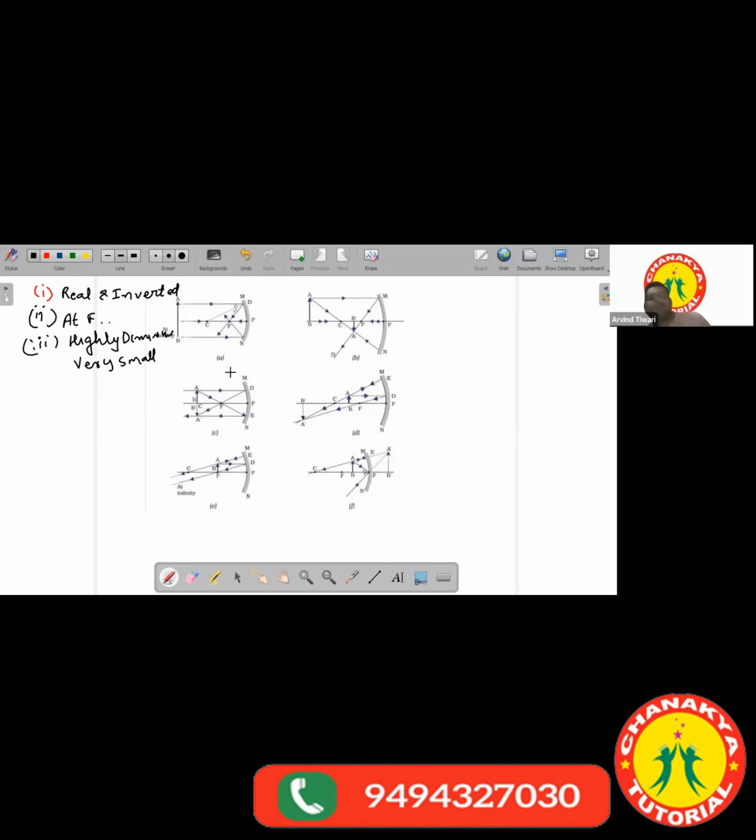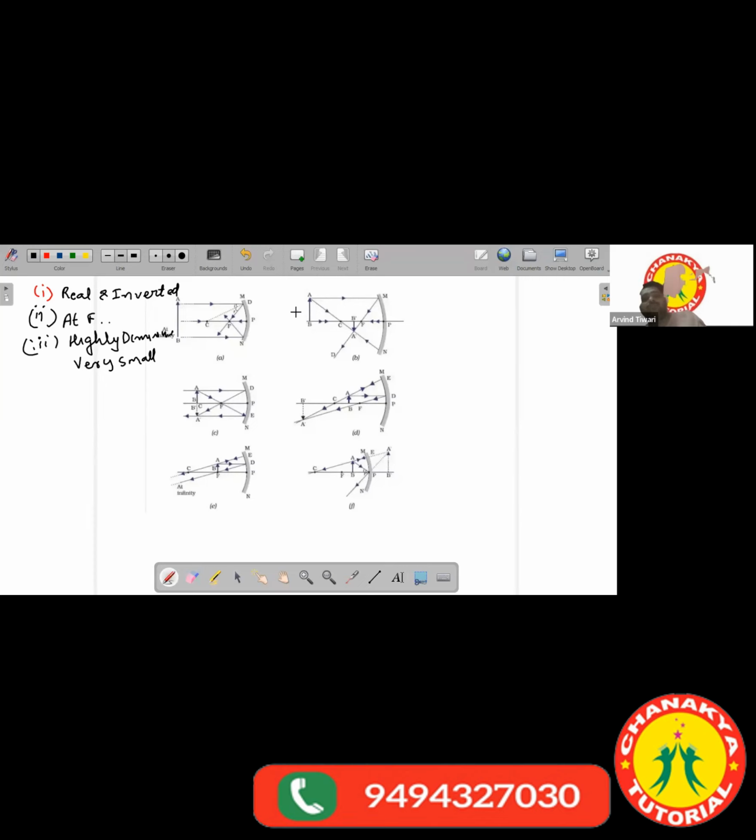Okay. Then in the second case, we observe that the object is now placed a little bit moved towards the mirror. Earlier it was very far off.